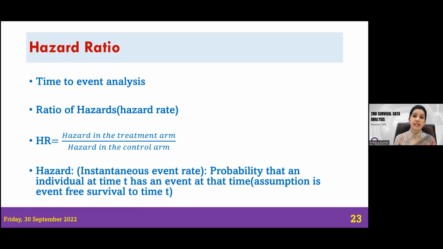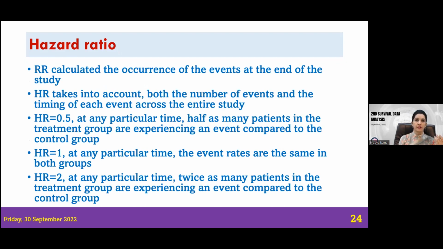Here, hazard means hazard rate, and it is the instantaneous event rate. It is the probability that an individual at time t has an event at that time, assuming that the person was event free up till time t. Likewise, we have the calculation of the odds ratio, and we explained how we interpret it. Similarly, we calculate the hazard ratio. Relative risk or odds ratio we calculate at the end of the study. But hazard rate, like we have discussed, takes both the number of events and the time of each event across the entire study period.